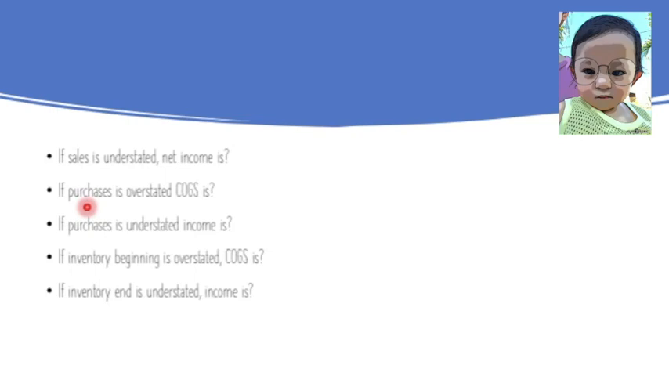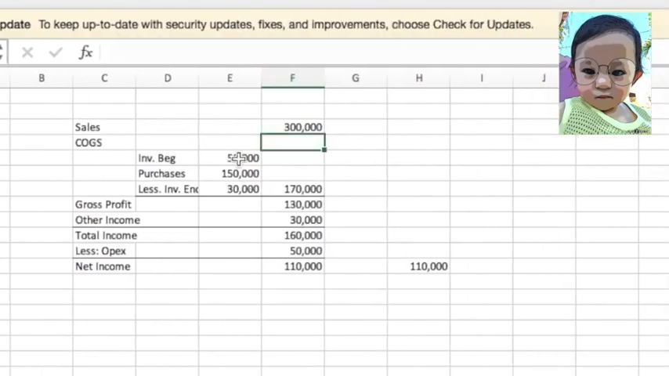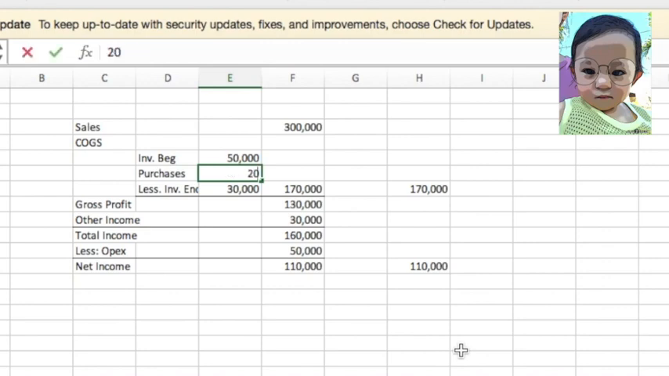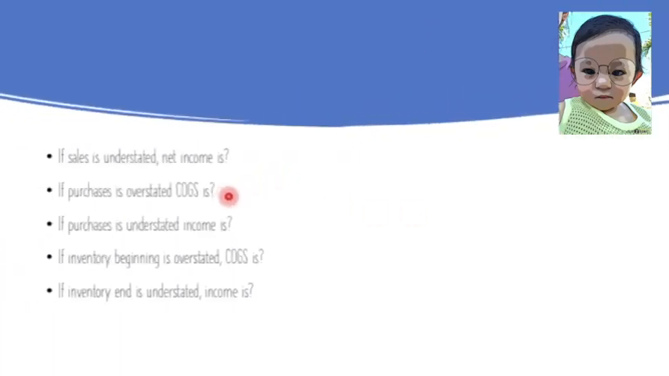How about the relationship between purchases and cost of goods sold? This is your cost of goods sold, currently 170,000. If you overstate purchases, let's make this 200,000, how will it affect cost of goods sold? It becomes 220,000. From 170,000, it went up to 220,000. So if purchases is overstated, cost of goods sold is also overstated. So this is directly related.